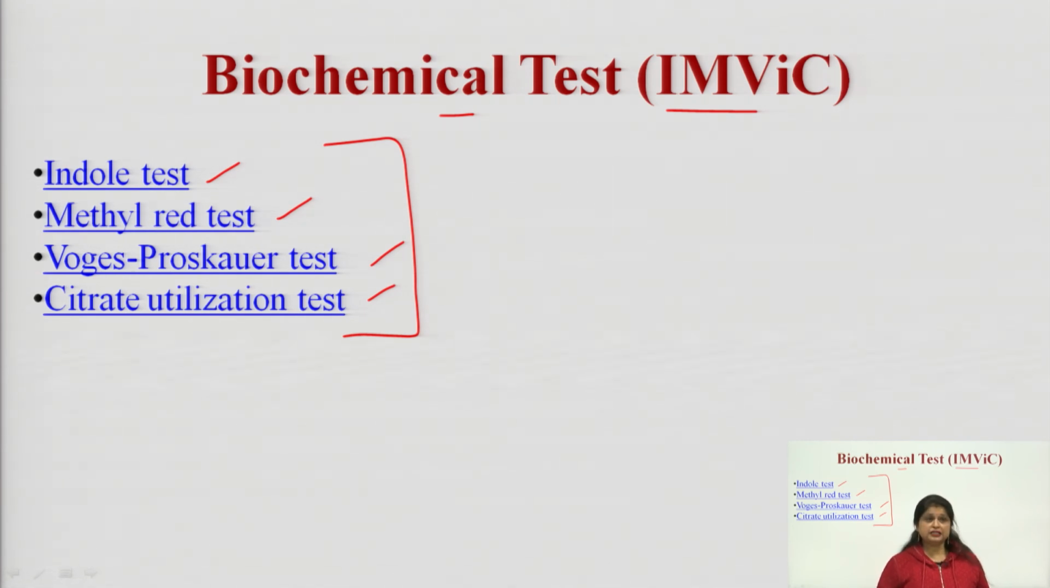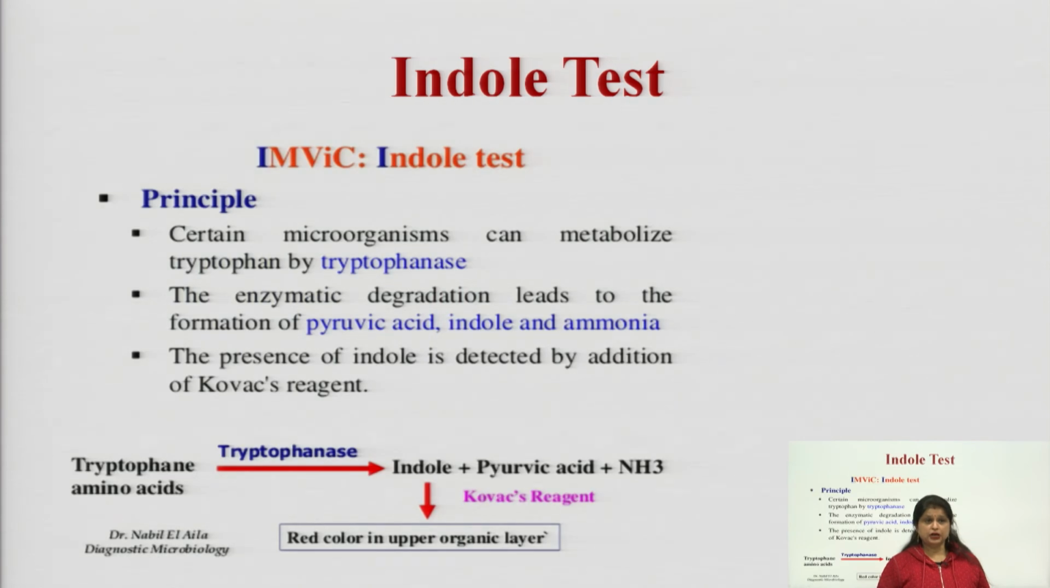If we go for the Indole test, the main principle of this test is that it will identify the bacteria which release an enzyme known as tryptophanase. The bacteria which release tryptophanase enzyme will be identified using this Indole test technique. Now, how are we going to identify?